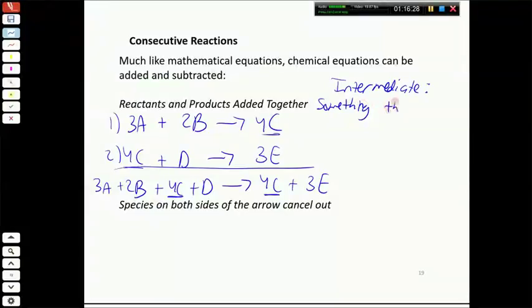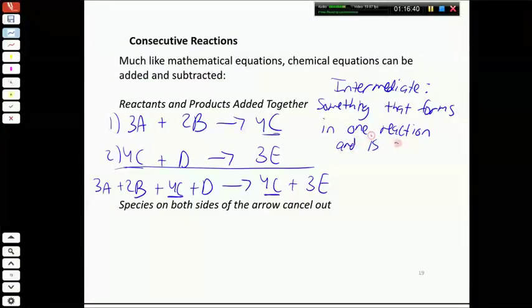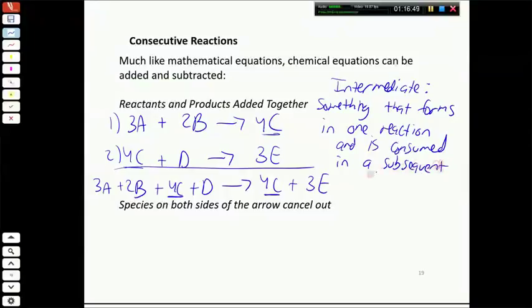which is something that forms in one reaction and is consumed in a subsequent reaction. So in this example, the species C, which forms in the first reaction and is consumed in the second reaction, is the intermediate in this example.